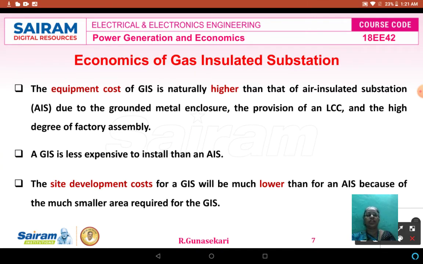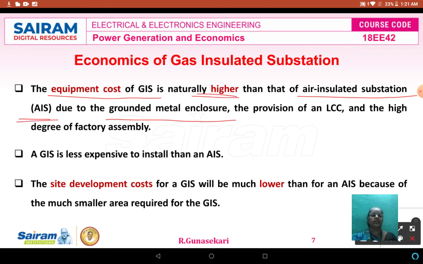Then next we studied the economics of gas insulated substations. The equipment cost of the gas insulated substation is higher than the air insulated substation, that is AIS, due to the grounded metal enclosure. In the gas insulated substation, all the equipment is enclosed in a metal enclosure with SF6 gas also, so the cost is higher compared to the air insulated substation.